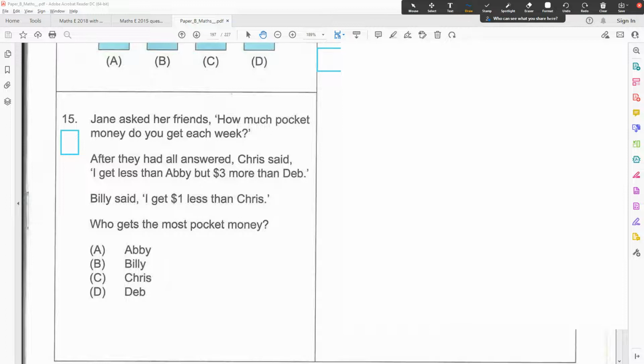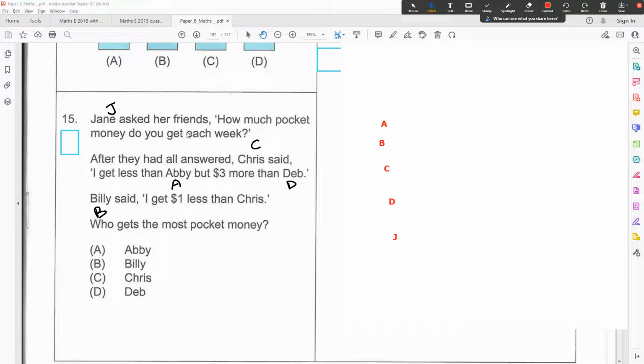Okay. So how do we calculate something like this? We could use letters, right? J for Jane, C for Chris, A for Abby, D for Deb, B for Billy, and they all got different letters. Now it says here, Chris said I get less than Abby. So let's put it on a table and we try and move it around. Okay, so we're gonna have A, B, C, D, and J, and I'm gonna try and arrange them in the correct order, right?